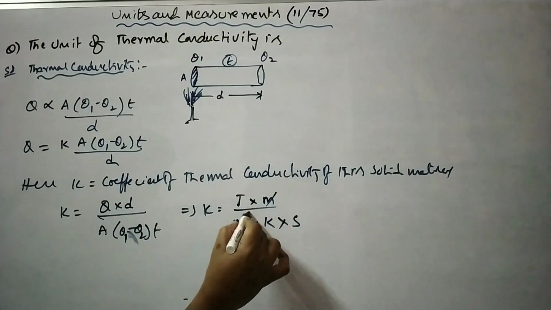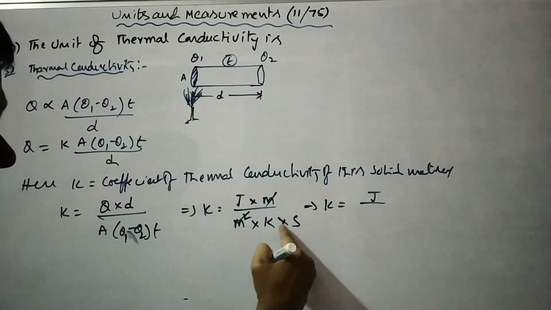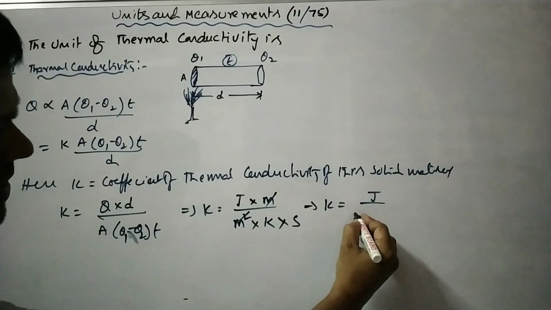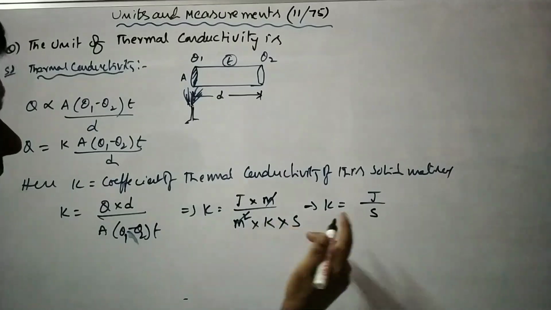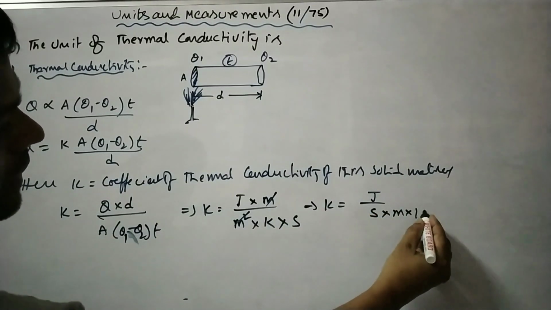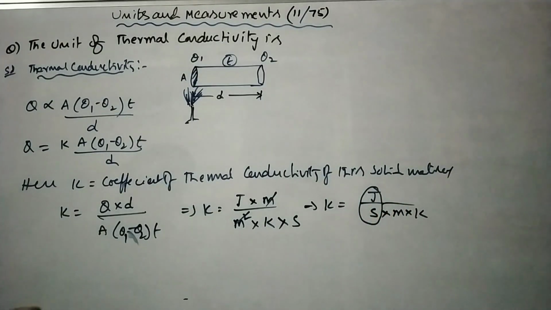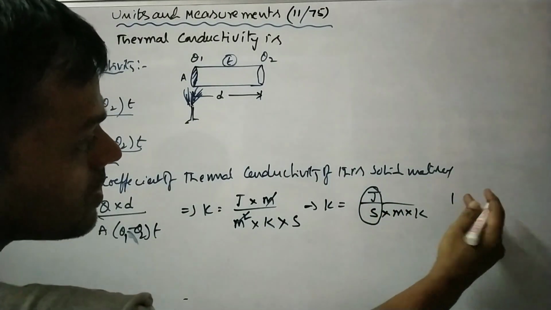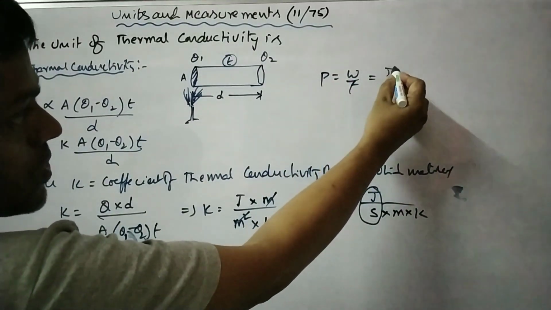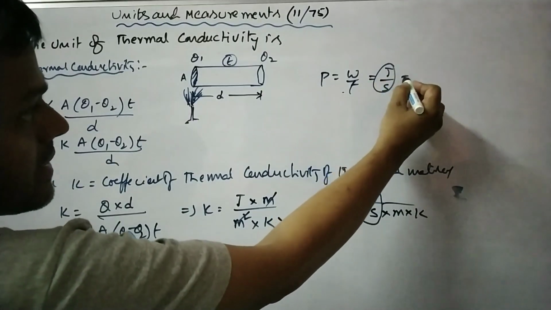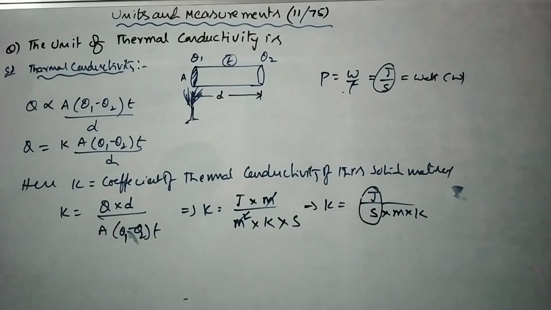Here one meter is cancelled, which implies K is equal to joule by second into meter into Kelvin. You know, this joule per second is nothing but power. Power P is equal to work done by time, isn't it? Work is joule, time is second. Joule per second is nothing but watt. So I would like to replace this by watt.